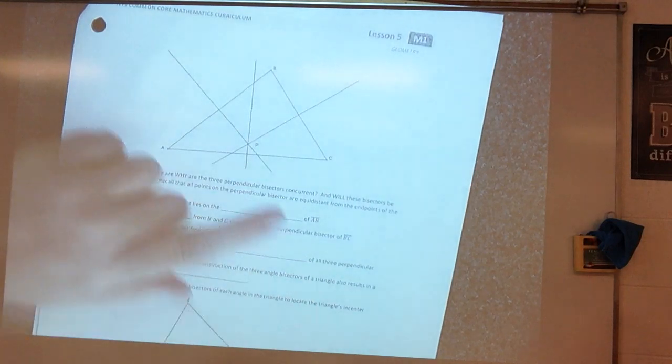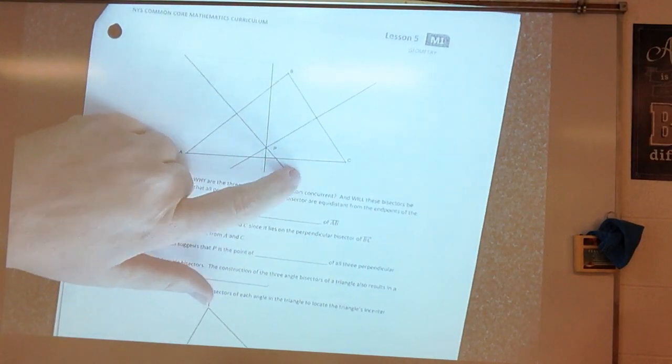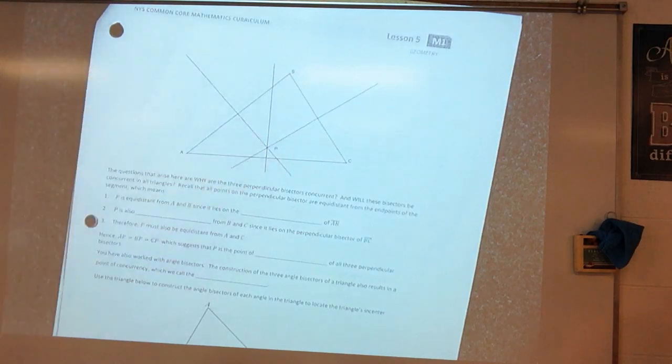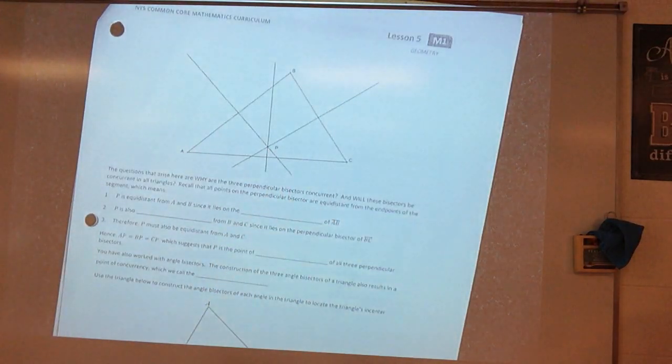And I've drawn one here for you. Here, the point of concurrency is in the middle, or on the inside of the triangle. That's fine. Point P would be your circumcenter of that triangle.